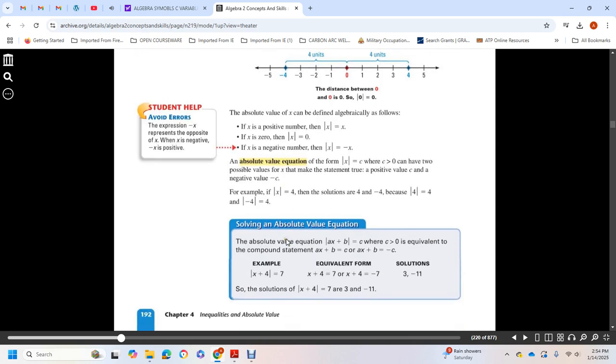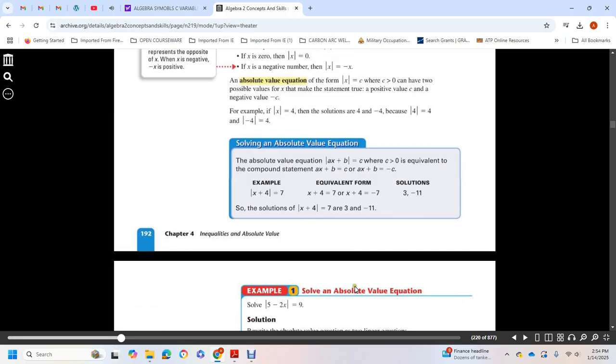Solving the absolute value equation. The absolute value equation, the absolute value of ax plus b is equal to c, where c is greater than 0. The equivalent compound statement is ax plus b is equal to c, or ax plus b is equal to negative c. And you solve the equivalent forms to find the solutions. For example, the absolute value of x plus 4 equals 7. So the solutions are 3 and negative 11.